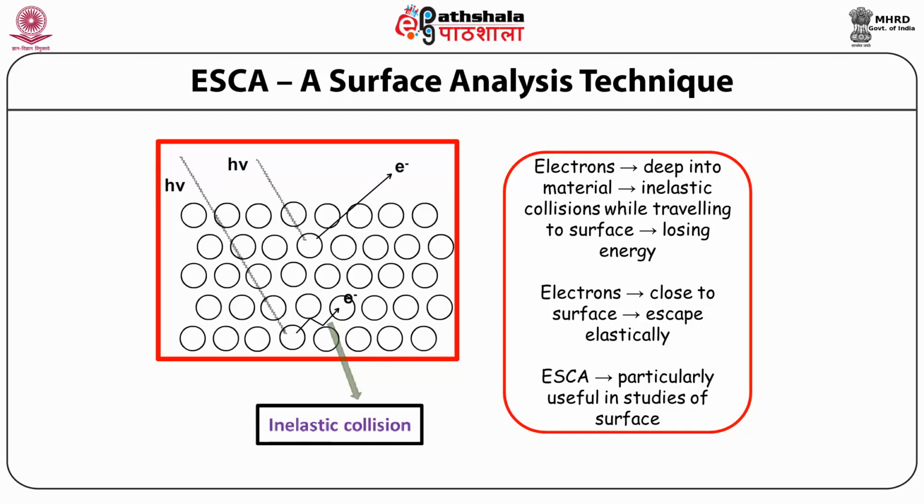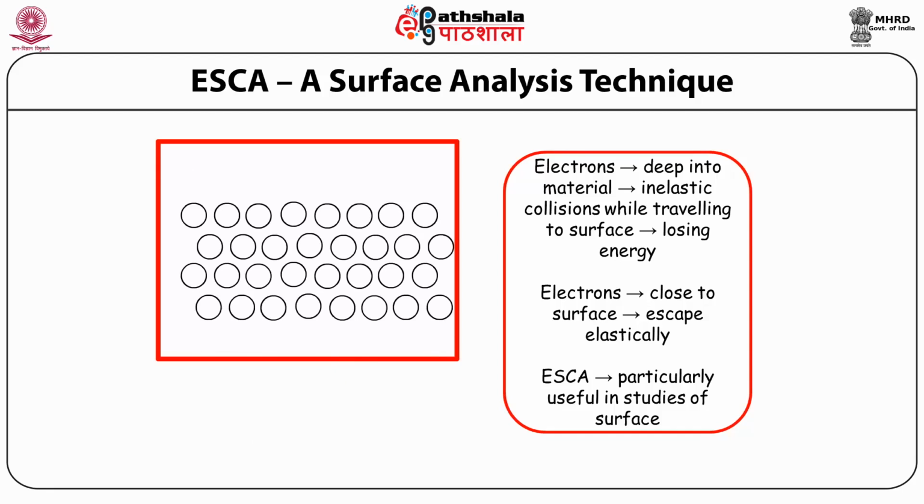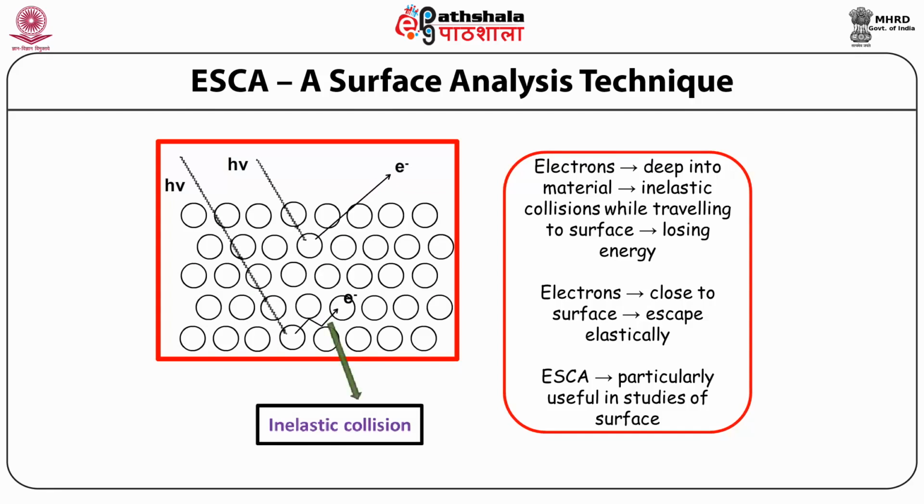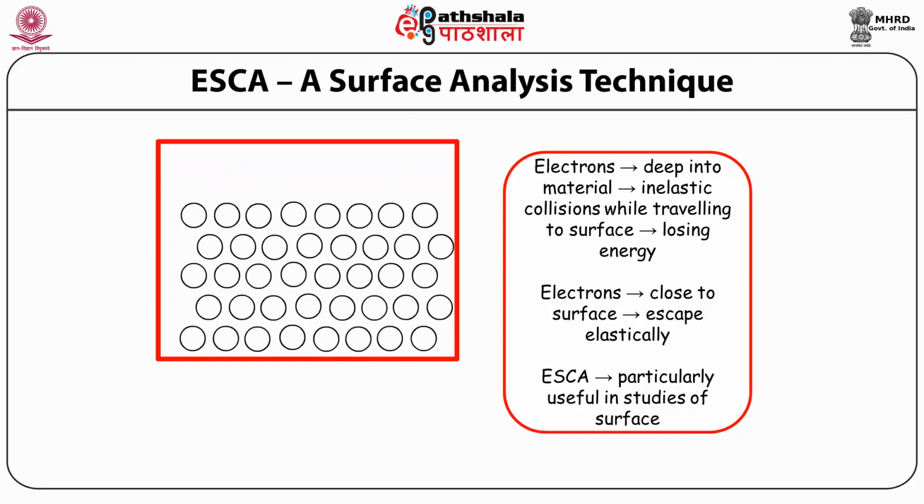ESCA is particularly very useful in the study of surfaces because one can very conveniently and accurately determine what are the atoms or species present on the surface. With little modification, one can even find out what is the thickness of the layer which covers the surface, or up to what thickness the electrons are getting ejected out.